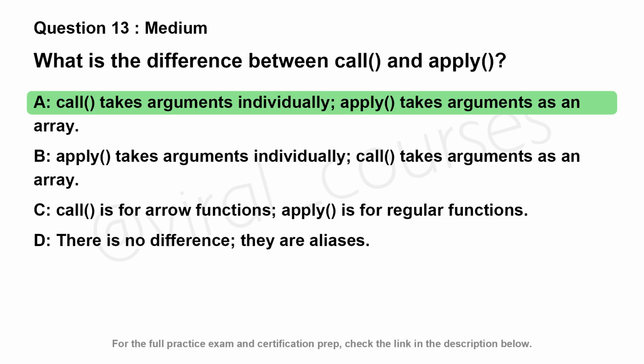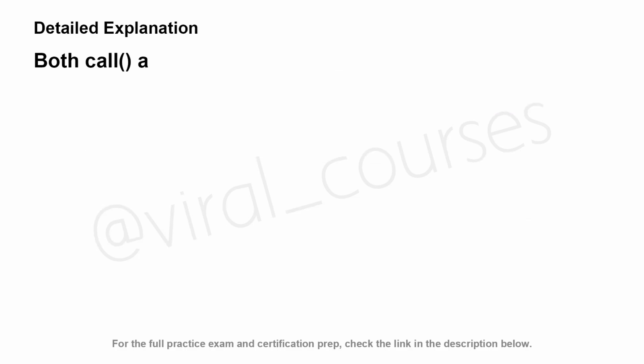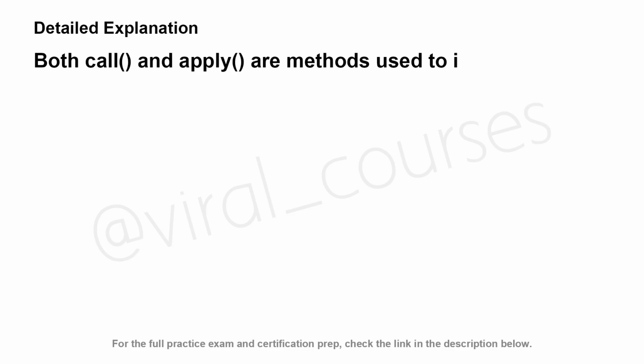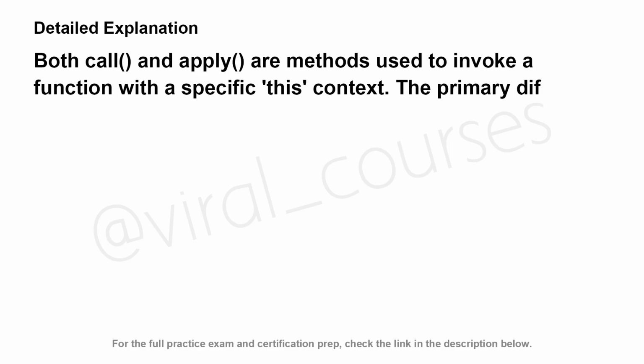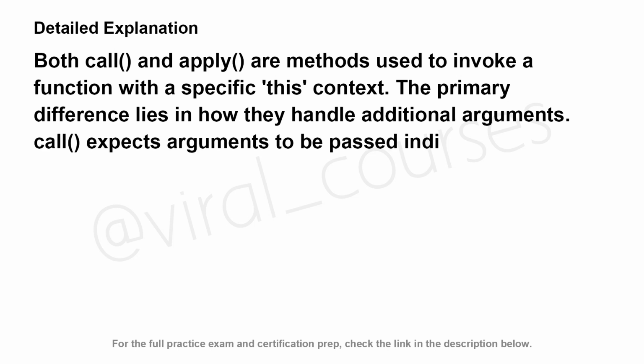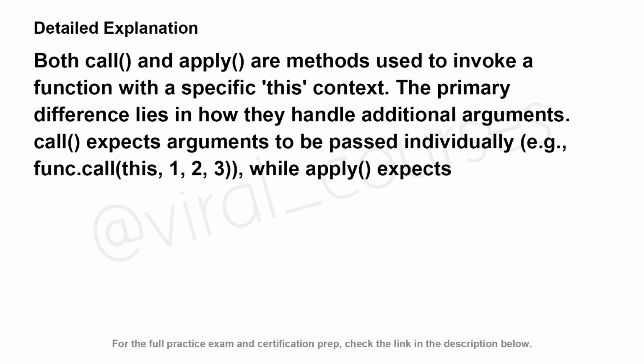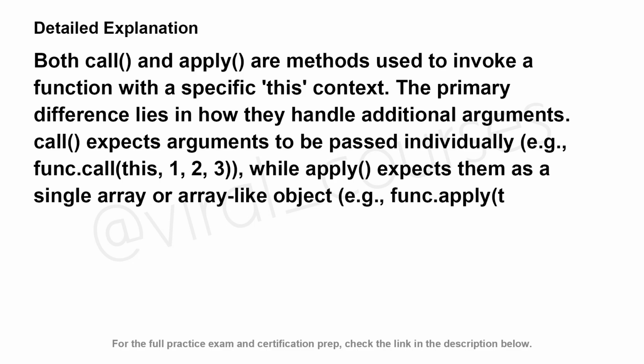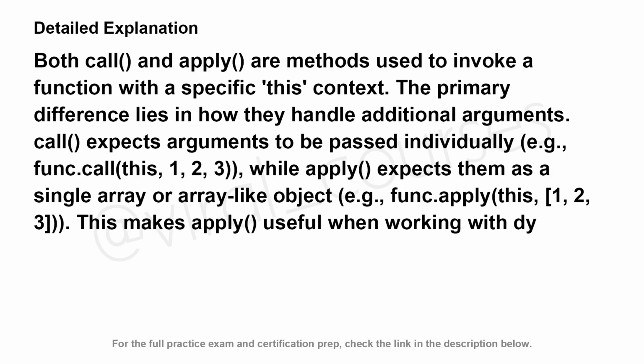The correct answer is A. Both call and apply are methods used to invoke a function with a specific this context. The primary difference lies in how they handle additional arguments. Call expects arguments to be passed individually, e.g., func.call(this, 1, 2, 3), while apply expects them as a single array or array-like object, e.g., func.apply(this, [1, 2, 3]). This makes apply useful when working with dynamic lists of arguments.